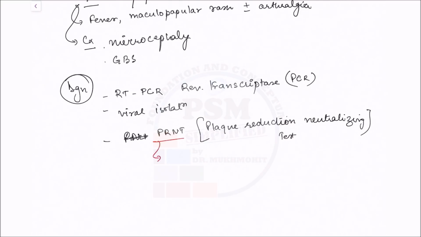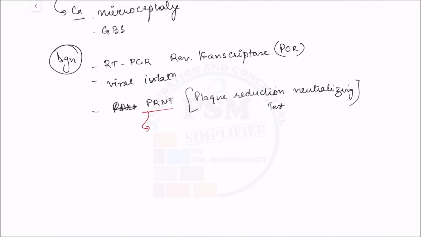Since I've used this term, PRNT is plaque reduction neutralizing. It's a neutralizing test. So basically, we are going to test for the neutralizing antibody. It is a neutralizing antibody test. And there should usually be a four-fold titer.